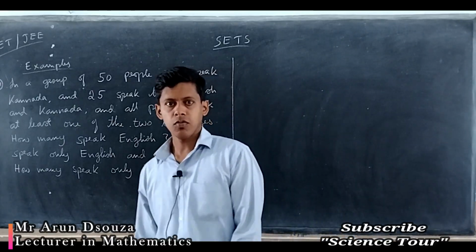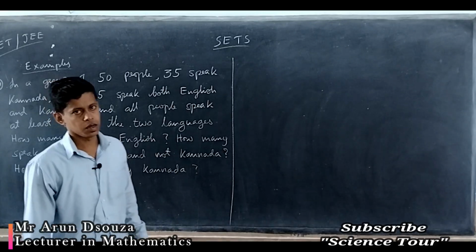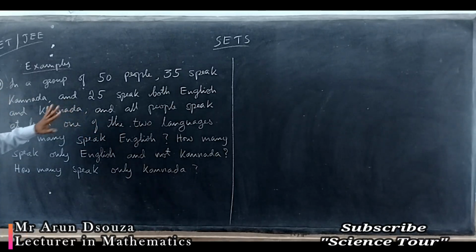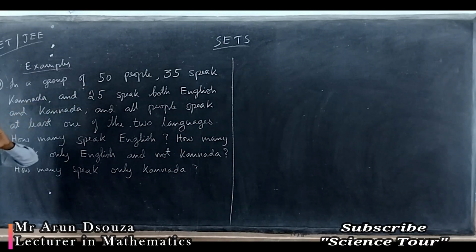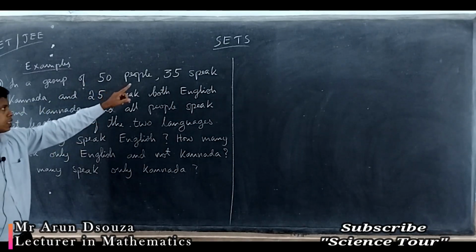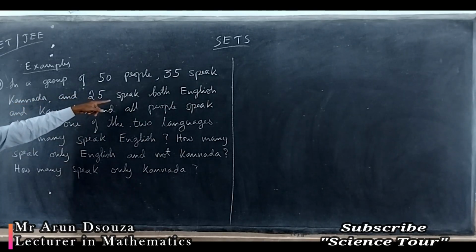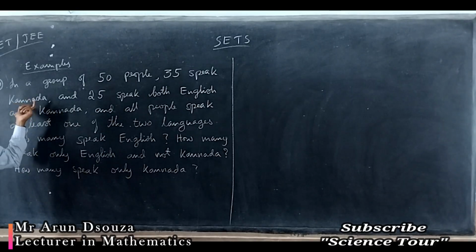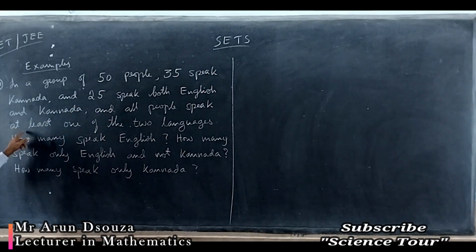Dear students, we will solve a few examples related to those union, intersection, complement and difference formulas. Now let us understand this question. In a group of 50 people, 35 speak Kannada, and 25 speak both English and Kannada. So 35 Kannada, 25 both English and Kannada, and all the people speak at least one of the two languages.